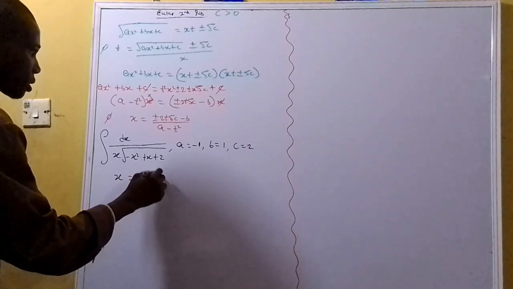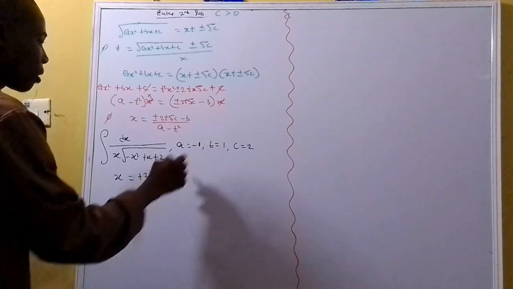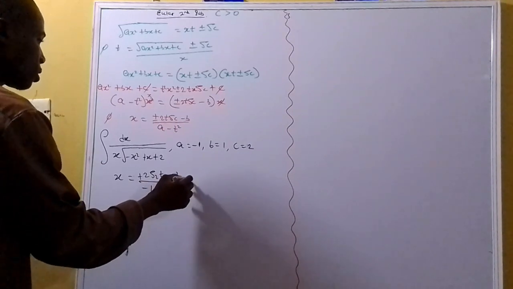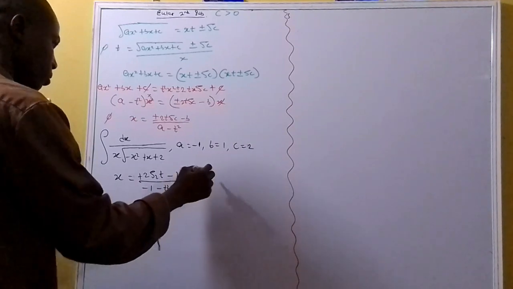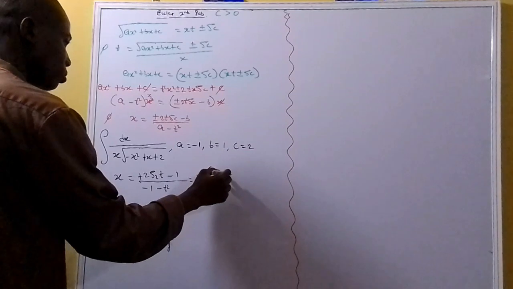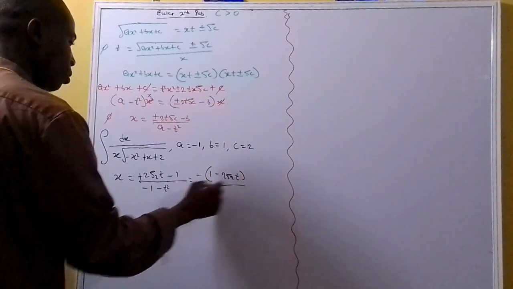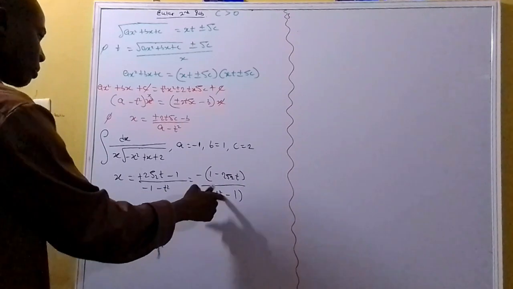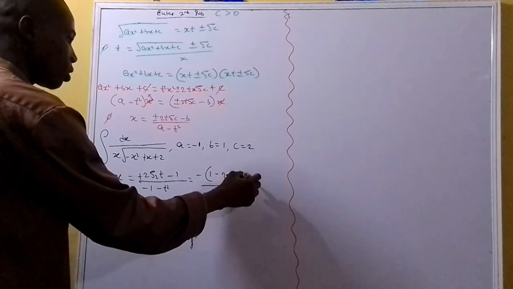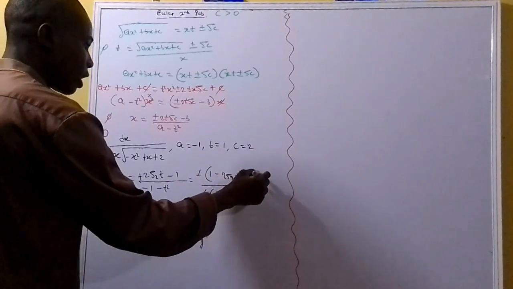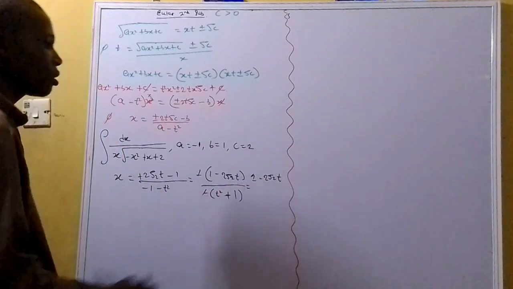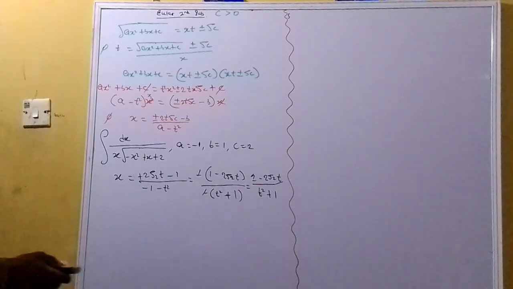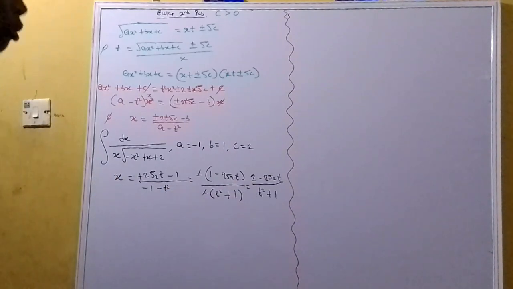So you have 2 root 2 t. Are you getting what I'm saying? Minus our b, which is 1, over our a, which is minus 1, minus t squared. So this can easily be equal to minus into brackets 1 minus 2 root 2 t over minus t squared minus 1. Minus times minus, okay, plus 1. So this will be equal to 1 minus 2 root 2 t over t squared plus 1. So this is our value for our x: 1 minus 2 root 2 t over t squared plus 1.